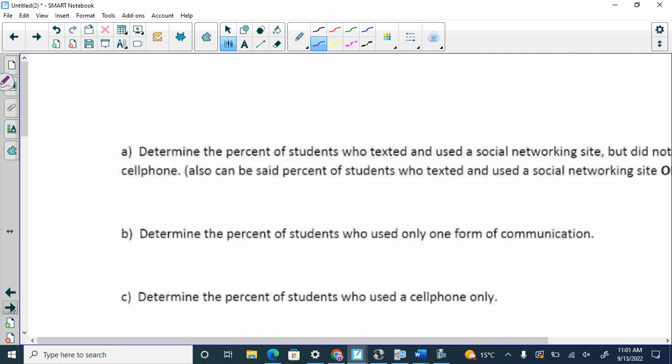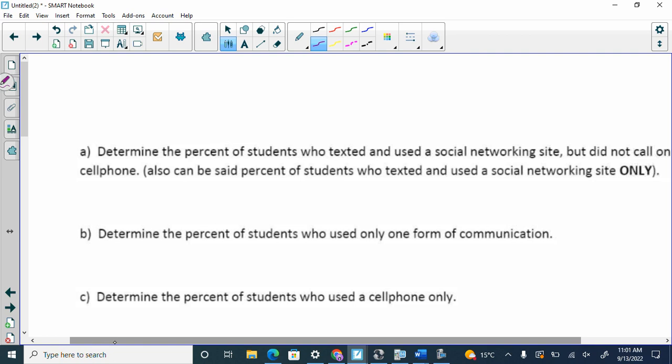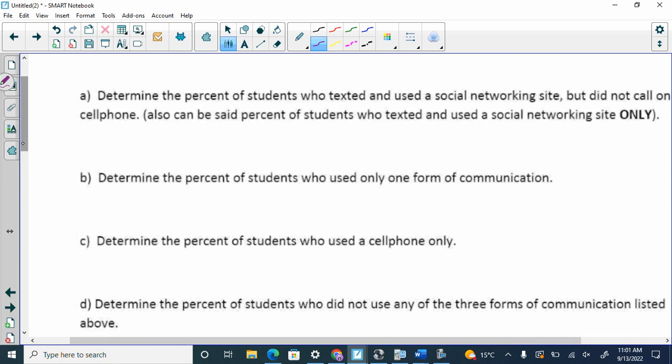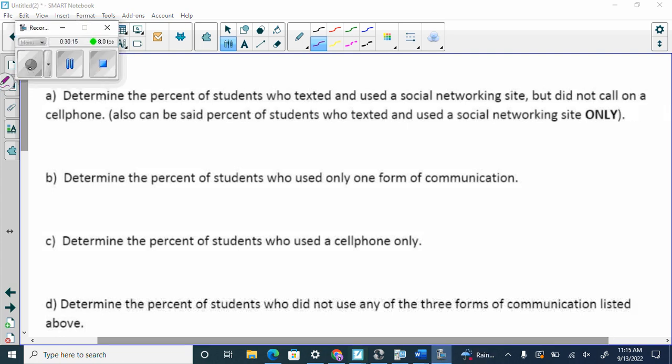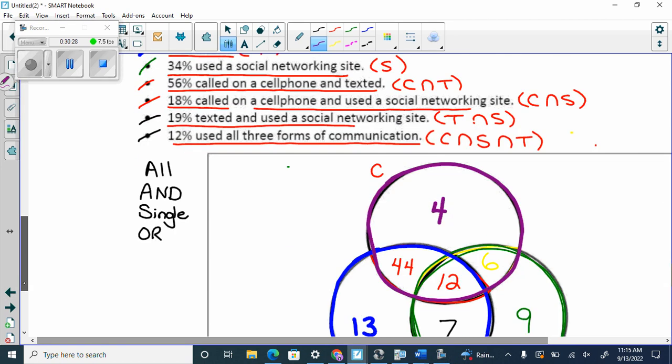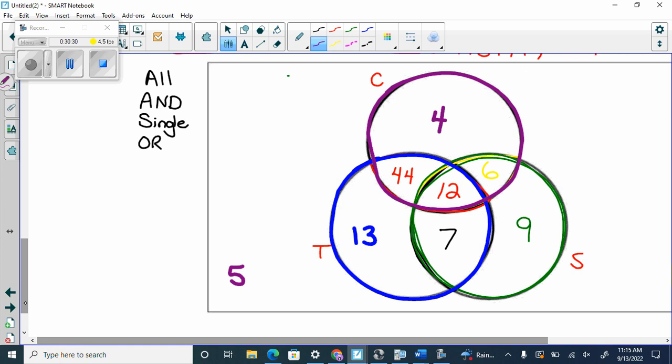Okay. I want you to look here. A, B, C, D, answer them. Go. They're off your previous question. So here it says, determine the percent of students who texted and used a social networking site but did not call on a cell phone. So that's texted and social networking site only. Text and social networking site only is 7, right? 7%.